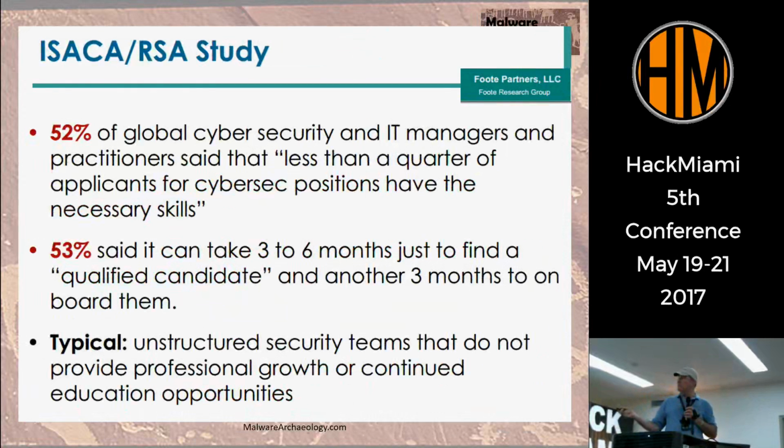The ISACA RSA study showed that managers say less than a quarter of the applicants actually have the skill sets that they need. Why? Well, they're not curious enough, they're not seeking out the knowledge. 53% say it takes 3 to 6 months to hire these people, and another several months to get them onboarded. So the process is slow, meaning if it's slow, someone else is going to hire your person away from you. So agility is definitely a problem for companies.